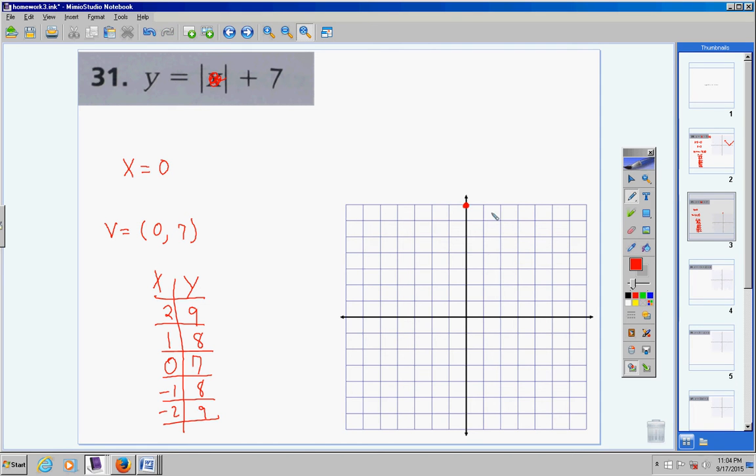So there we go: 0, 7; 1, 8; 2, 9; negative 1, 8; negative 2, 9. Am I going too fast on plotting these points? I hope I'm not, guys. Plotting points is pretty much 8th grade, 9th grade math. 2, 9 is over 2 and up 9. 1, 8 is over 1, up 8. 0, 7 is over 0, up 7. Negative 1, 8 is over negative 1, up 8. Negative 2, 9 is over negative 2, up 9. So there's your V-shaped graph. Number 32.